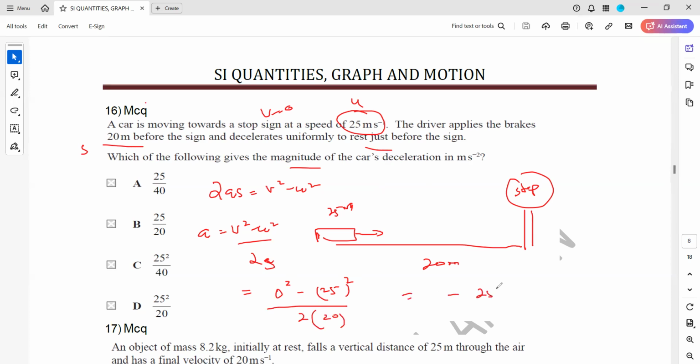So it will be minus 25 square divided by 40. So minus 25, because we just need the magnitude. Magnitude means they bother about the number, not the sign. So 25 square divided by 40. So C will be the right answer. Is it clear?